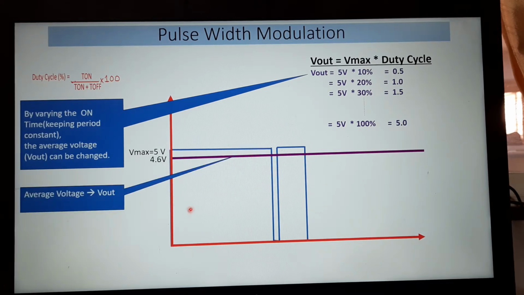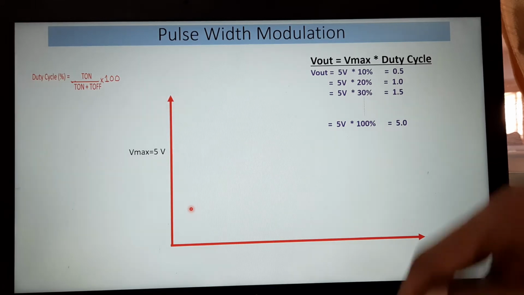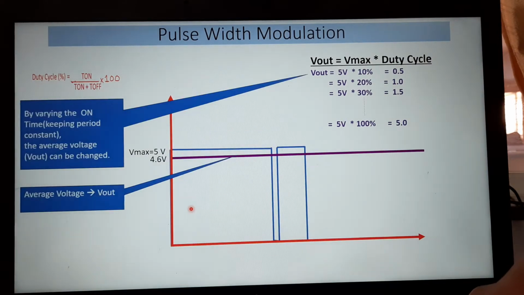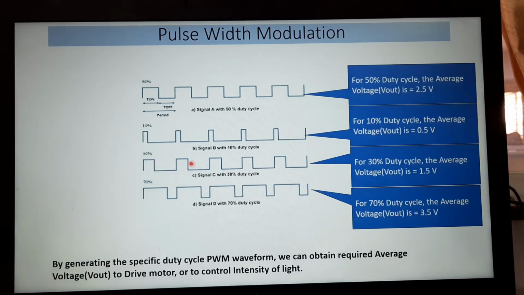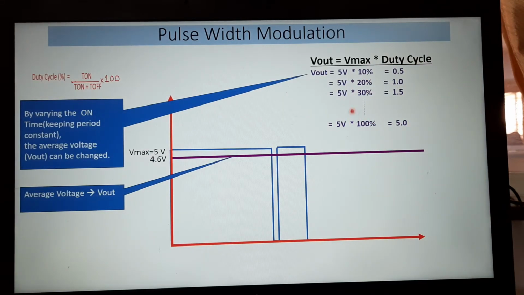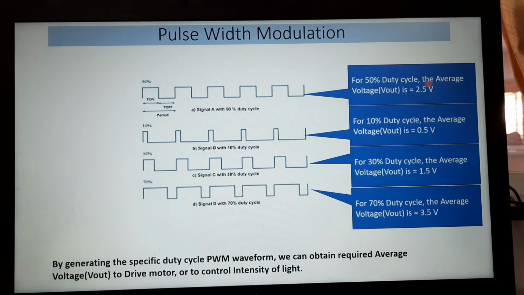If you apply this voltage either to the motor or to the bulb, I can see the variation in speed or variation in intensity. This is the 50% duty cycle waveform, a square wave. So on time equals off time. As per the previous relation, 5 volts into 50%, I'll get 2.5 volts.